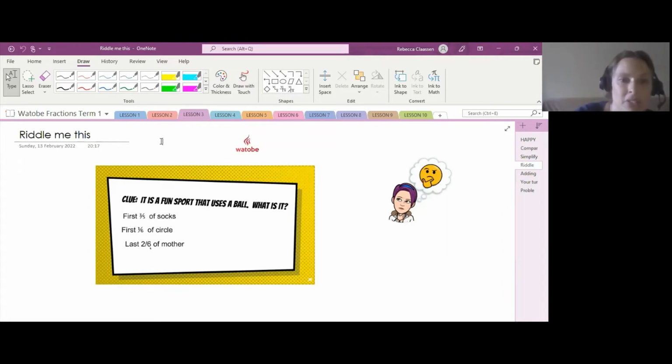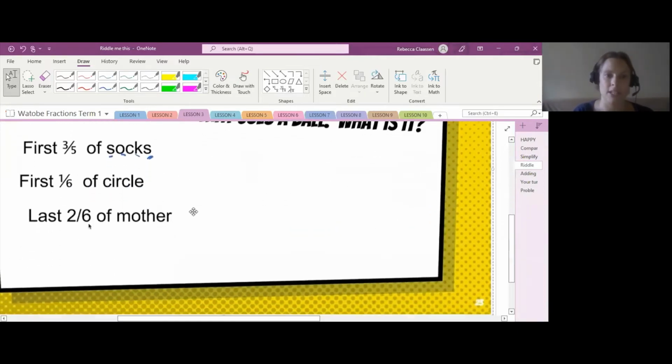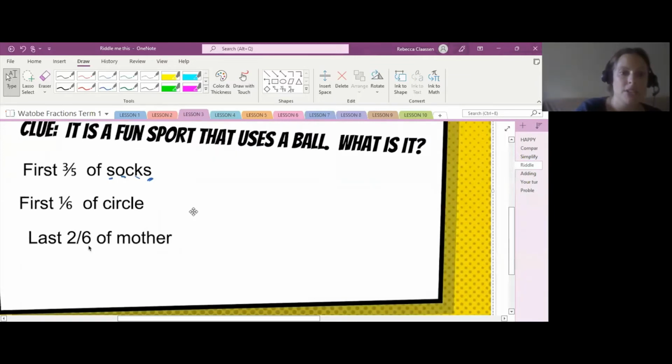So if you think, I'm going to give you a clue. Socks is 1, 2, 3, 4, 5 letters, and you need to have the first 3/5. Okay, so 1, 2, 3, 4, 5. You need 3 out of the 5, so you're going to need that part. And then you do that with the rest of the letters and see if you can figure out what the riddle is.